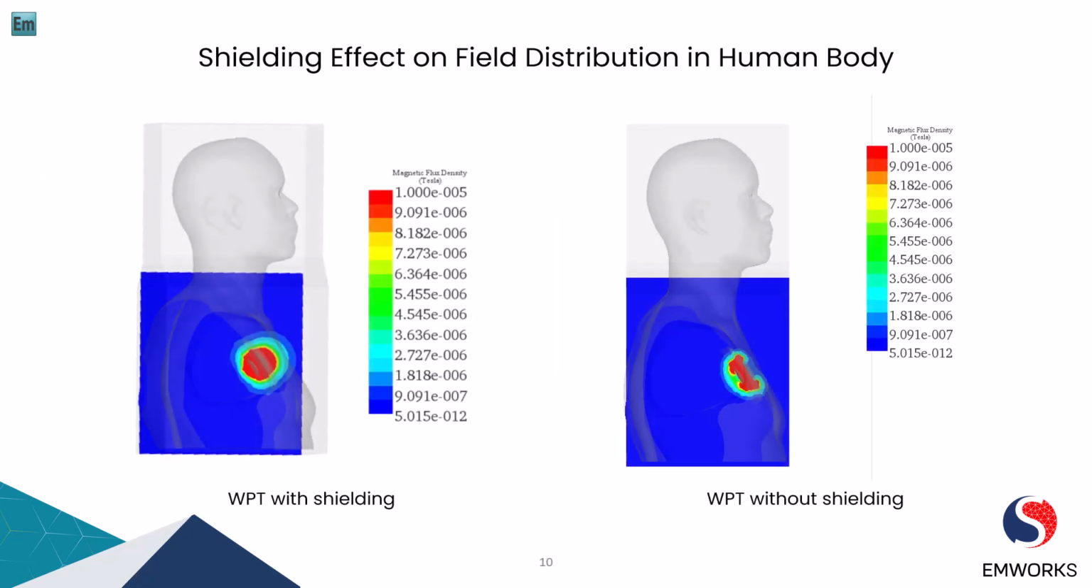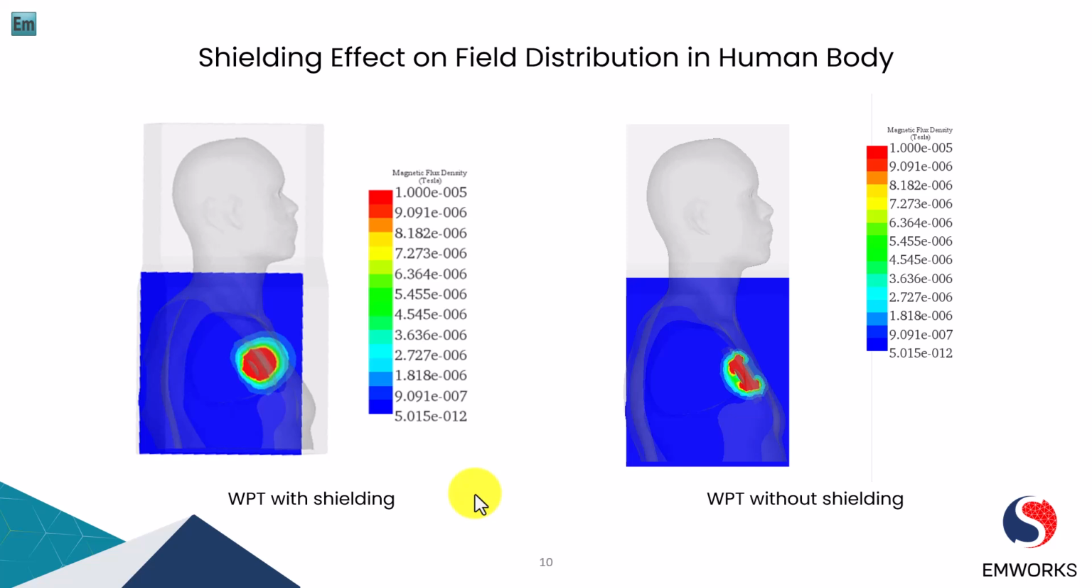Next, when it comes to implantable medical devices, the shielding material can significantly impact the field distribution in the surrounding tissue. Let's take a look at a comparison with and without shielding. In the presence of shielding material, the magnetic field is more concentrated around the wireless charger, hence resulting in a smaller region of high magnetic flux density in the surrounding tissue. On the other hand, without any shielding material, the magnetic field propagates in a larger area, resulting in a wider range of high magnetic flux density in the surrounding tissue.